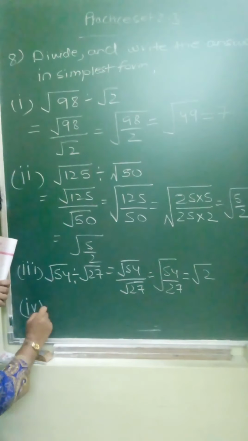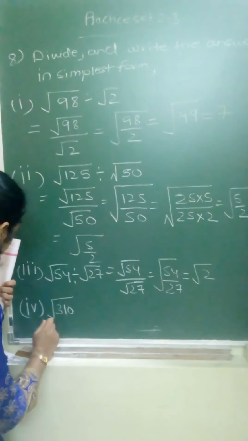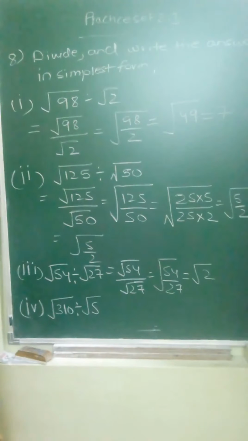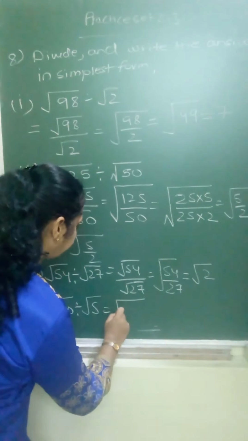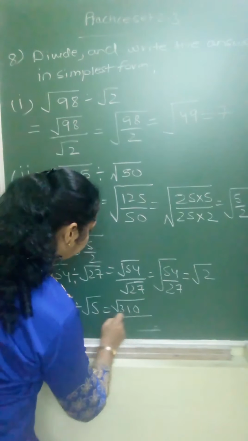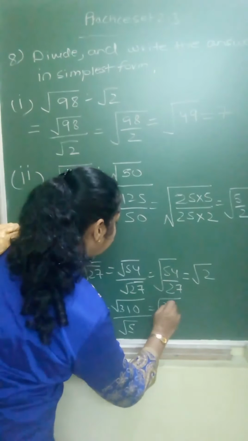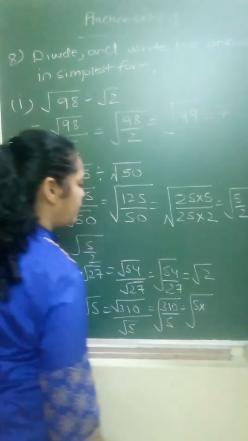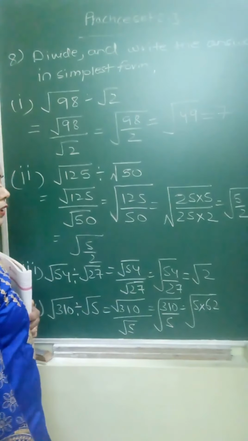Now come to question number 4, which is square root of 310 divided by square root of 5. So this again can be written like this. We can put them in the same radical sign. Now see here, 310 can be written as 5 into 62.